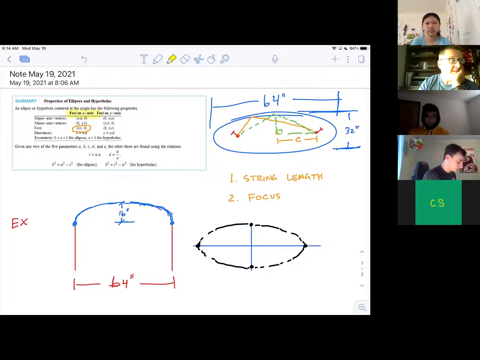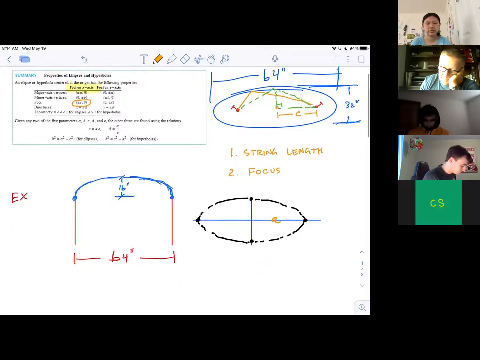So the vertice is plus or minus a. In other words, what they're saying is this length right here is a. Well, for us, since the whole thing is 64, that means a is 32, as far as using some of those formulas. So that's kind of our x radius. In other words, we said yesterday the equation was x squared over a squared. And so the x radius is 32 based on the width being 64.